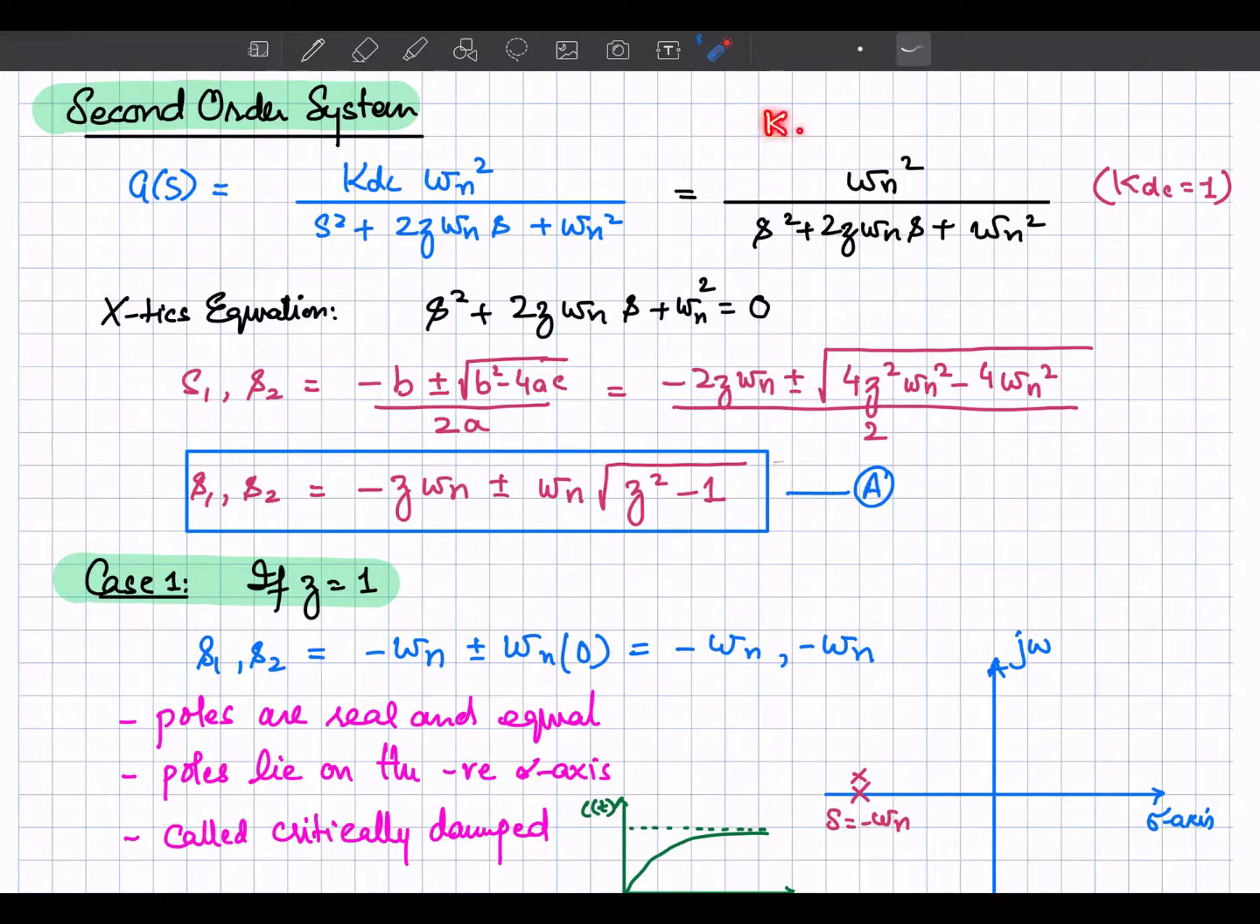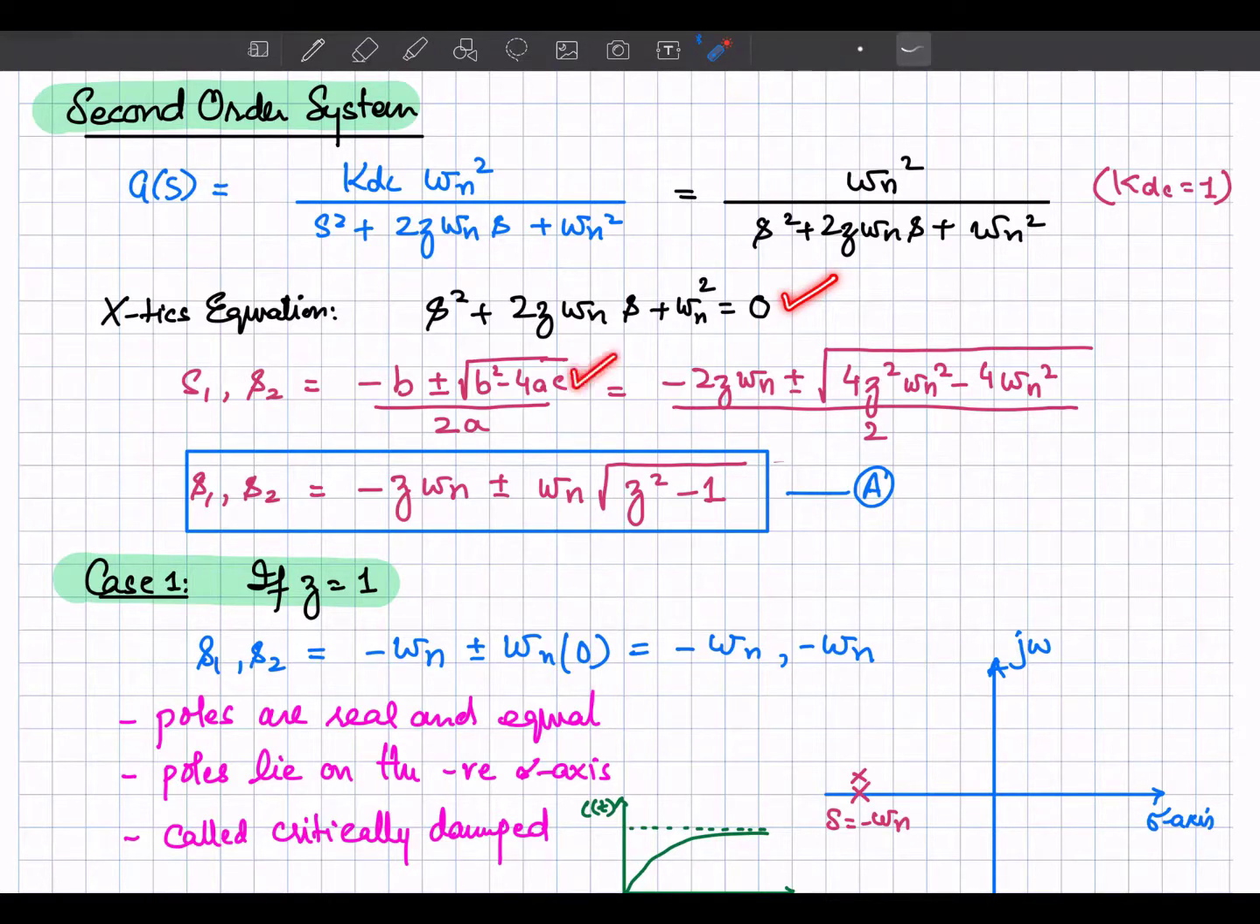In our discussion we will assume that DC gain is 1, so we will use this transfer function, that is omega_n square over s square plus 2 zeta omega_n s plus omega_n square. Now the poles of this second order system can be determined by setting the denominator equal to 0. So this equation is called the characteristic equation.